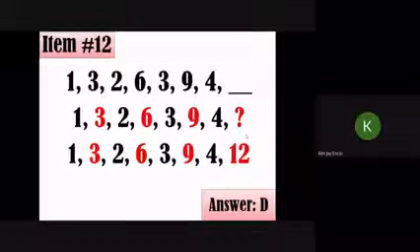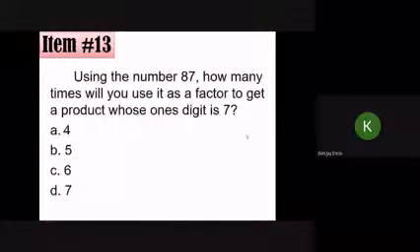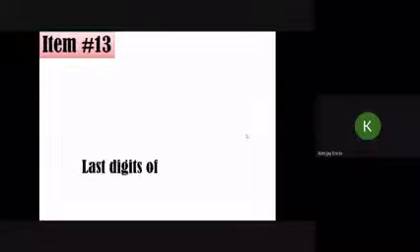All right. Let's do number 13. Using the number 87, how many times will you use it as a factor to get a product whose ones digit is 7? Is it 4, 5, 6, or 7? Now, you may use your calculators if you wish. But if you have 87 squared, I'm sure that ends with 9. You may verify it with your calculators. Because anyway, 7 times 7 is 49. It ends with 9.